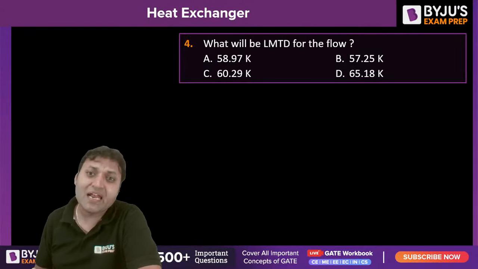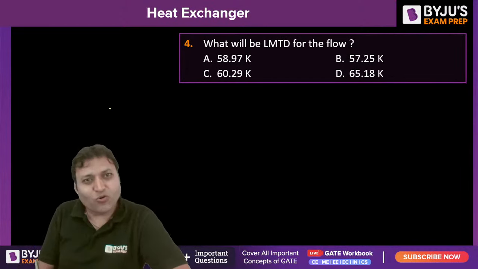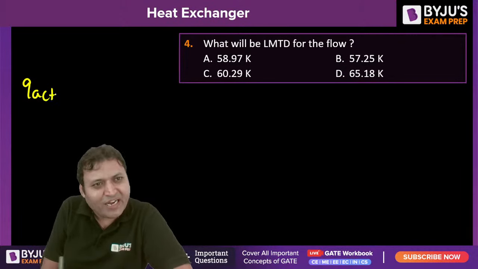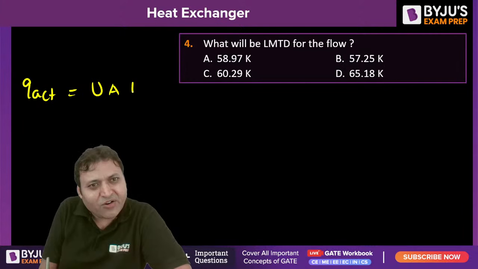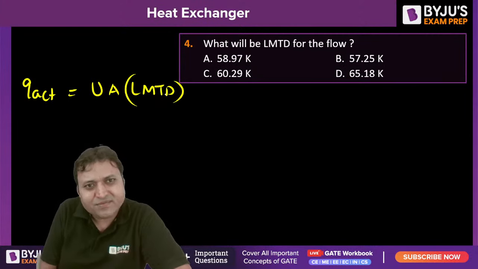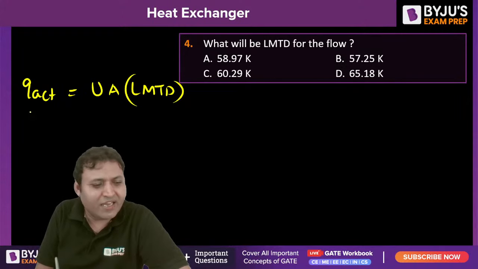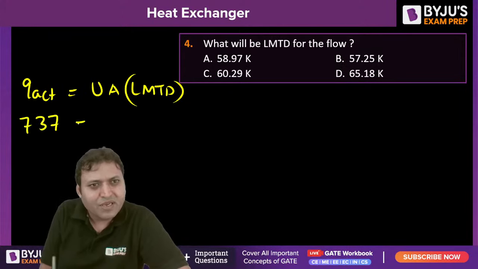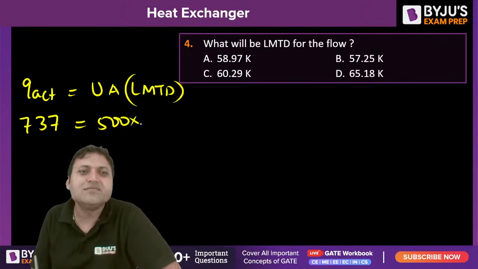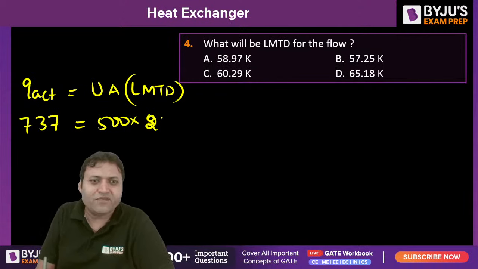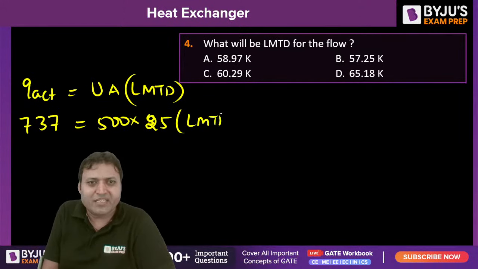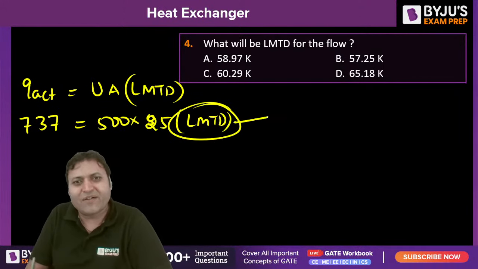What will be the LMTD for the flow? How to find out LMTD? Because we have already calculated Q actual, that can be equated with U into A into LMTD. Q actual we have already found out, 737 something, is equal to U, given as 500, area given as 25, into LMTD. You can easily find out the value of LMTD. What is the value of LMTD?